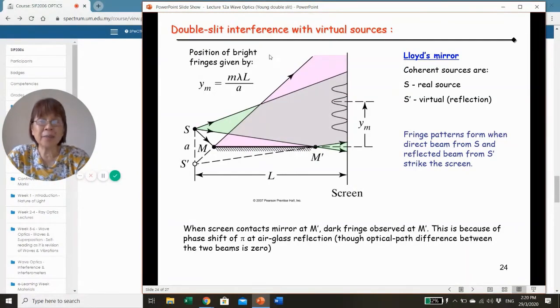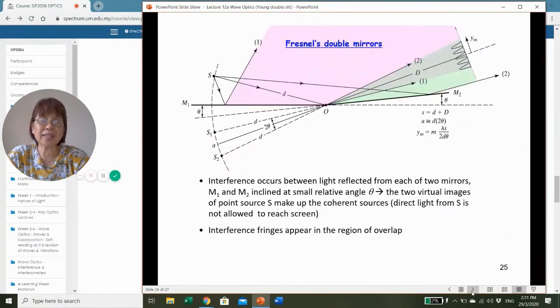And the position of bright fringes will then be given, taking the reference here as y equals 0, when it equals mλL over a. Now next, we will have Fresnel's double mirrors. In this case, we have the same source placed above the mirror, but instead of a single mirror, we are getting a double mirror, where one of them is slightly lifted off the axis at an angle theta.